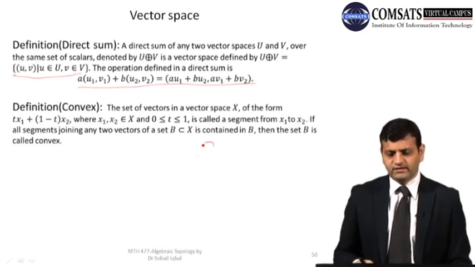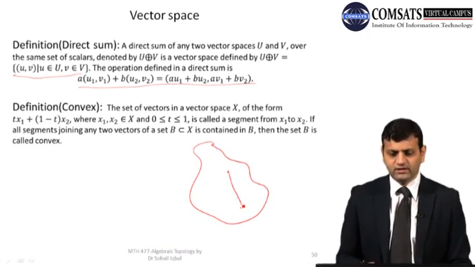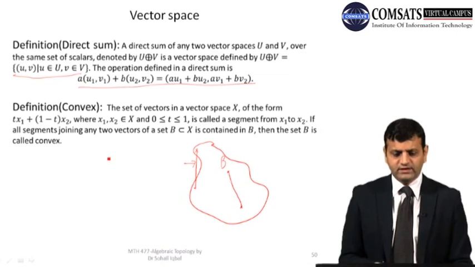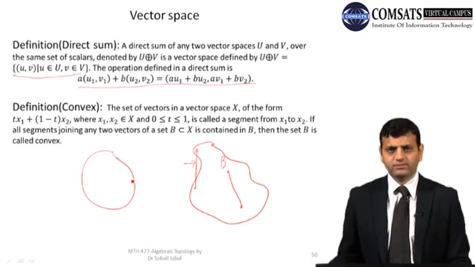So for example, if I take this set, then this is not a convex set, because if I take this point and the line segment joining them, of course this is contained in the set. But if I take this element and this element, then the line segment joining them is not contained in the set B, because this part is outside B. But if I take a circle, then the circle is of course a convex set. Similarly, there are many other examples of convex sets.